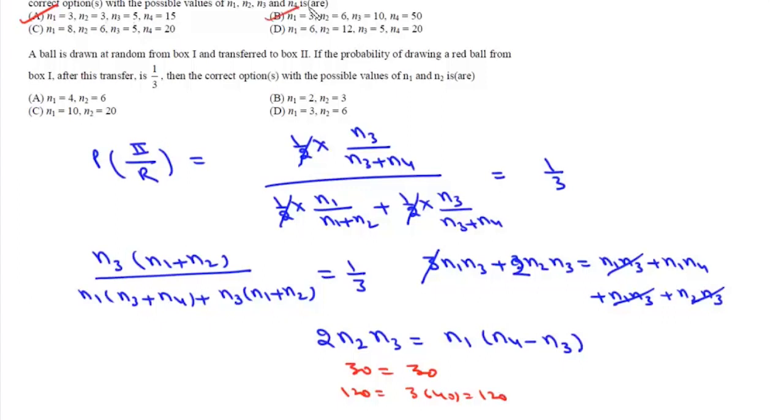Now this is 2 into 6 into 5. So it will be 60. And here it is 8 into 15. 15 into 8 is 120. So that means option C is incorrect. And here it is 12 into 5 into 2, 120. And it will be equal to n1, which is 6 into 15. 15 into 6 is 90. So this is also incorrect. So the only correct options are A and B.